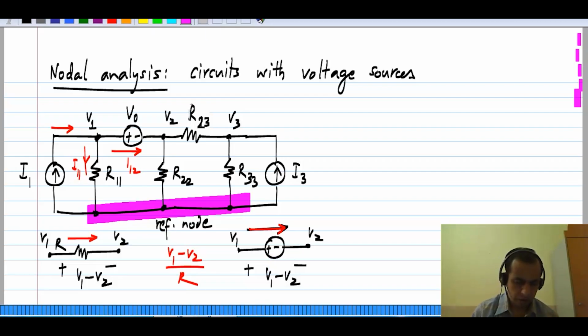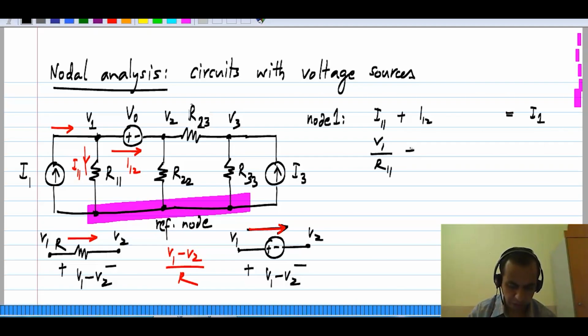Okay. So when I write my equation for node 1, I would write I11 plus I12 equals I1. I11 of course is V1 divided by R11, but I12 I don't know, I cannot express it in terms of voltages and element relationships. So I have to keep I12 as it is. Okay. So this is still a variable, and the same problem occurs with node 2.